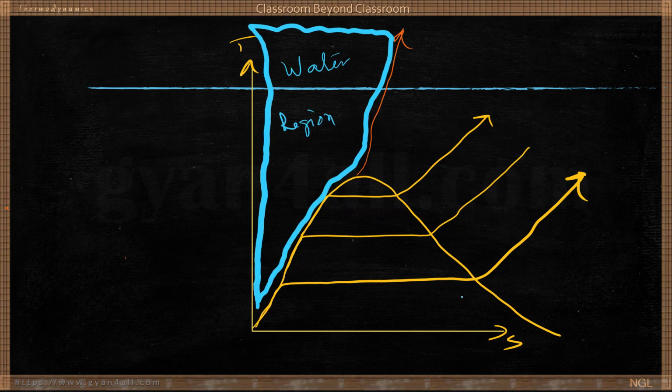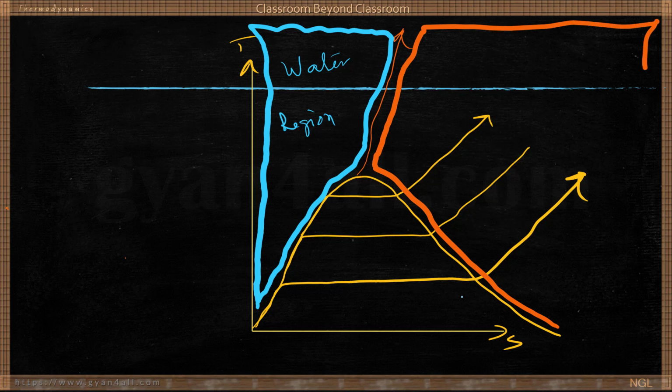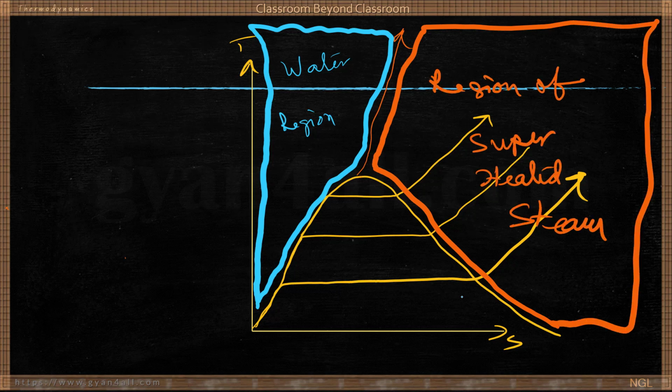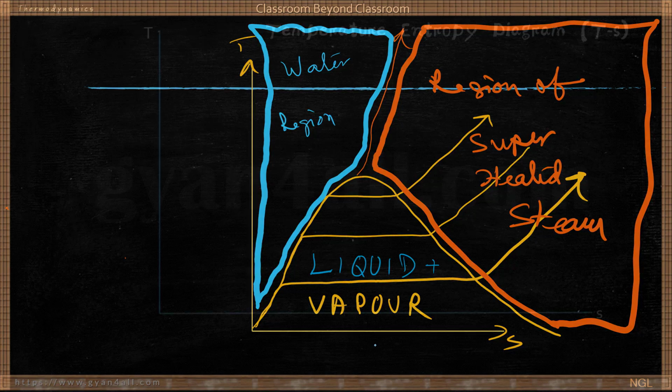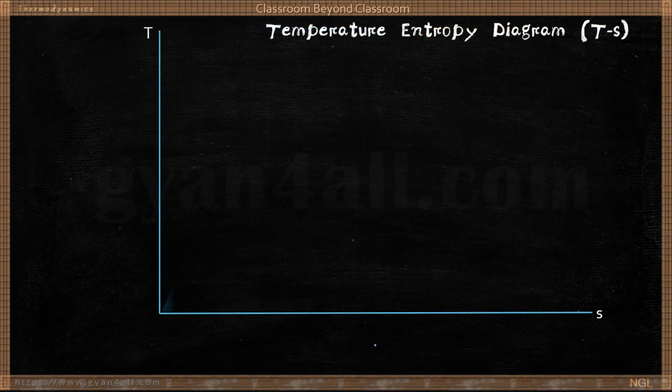Water region. The left side of this is called the water region, and the right side is the superheated region. Region of superheated steam, region of water, liquid, and the middle portion is the region of liquid plus vapor. We can also show it like this.